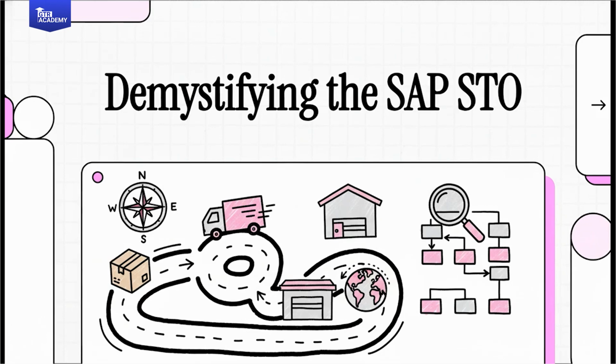All right, let's jump right in. We're going to talk about something that is, no joke, the absolute backbone of logistics for so many companies out there: the SAP Intra-Company Stock Transport Order. You've probably heard it called an STO. So think of it like this. We're going to follow a product on a little journey from one part of a company to another and really break down how SAP builds the digital roadmap for that whole trip. You ready? Let's do this.